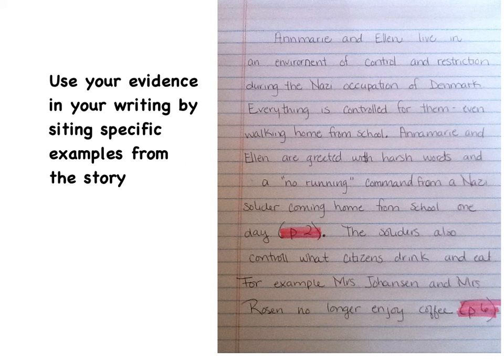Once I've finished my chapter selection, I'm going to be answering a question inside my journal. I want to use my evidence in my writing by citing specific examples from the story. You can see here is my paragraph, or the beginning of my paragraph, and you can see in pink highlighting I've cited specific examples from the story. For example, Anne-Marie and Ellen are greeted with harsh words and a no-running command from a Nazi soldier coming home from school one day. And then in parentheses I've put page 2. That's where I can find this specific example in the story.